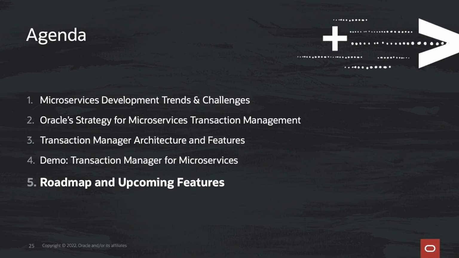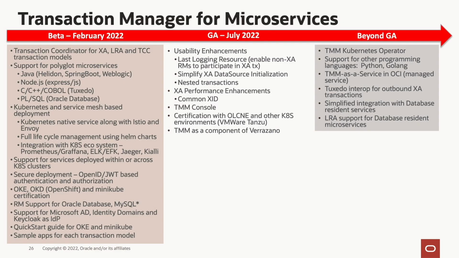The next item is the roadmap and upcoming features. So this is just to tell you where we are in the product lifecycle. We released a beta version of the product in February of this year. A number of participants, customers, and partners are working with the product already. And here is the list of features that we have released in the beta version.